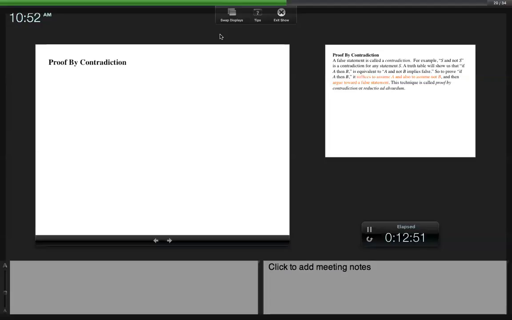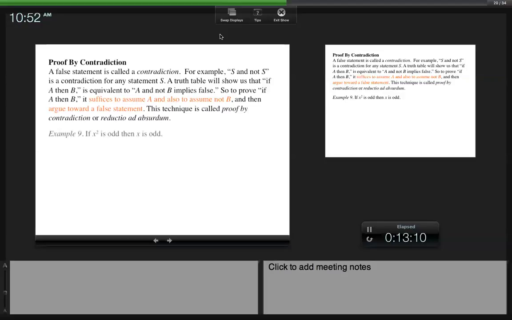What's that? You basically just prove it false. So you start with A, you assume that A is not true, right? And then you come up with some contradictory statement, right? Something like that, right?